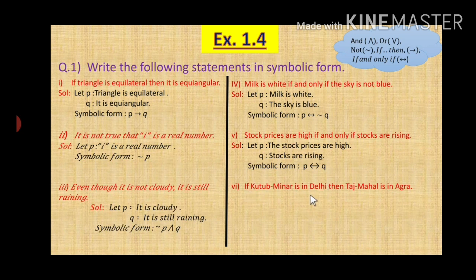If Qutub Minar is in Delhi, then Taj Mahal is in Agra. So two statements. Let P be Qutub Minar is in Delhi. Let Q be Taj Mahal is in Agra. And what is the connective? If then. What is the sign for if then? This way. Correct? One-sided arrow. So the symbolic form will be P implies Q. Correct? Very simple type of question this is.